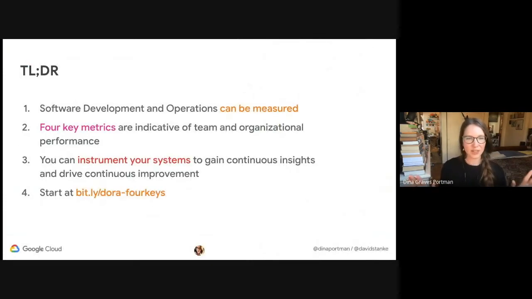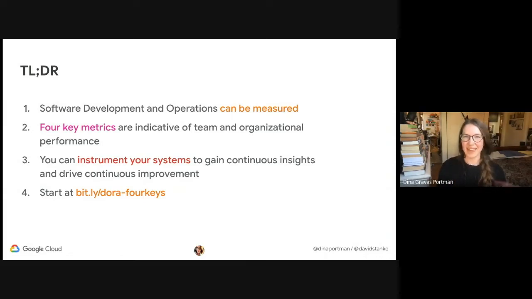Okay, so these are going to be our key takeaways. This is what we want you to end this talk knowing, thinking, etc. First of all, software development operations can be measured, and we will argue possibly should be measured. Secondly, the 4 key metrics are indicative of team and organizational performance. Thirdly, you can instrument your systems to gain continuous insights and use that to drive continuous improvement.